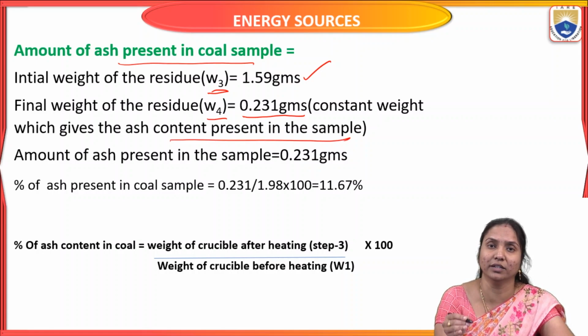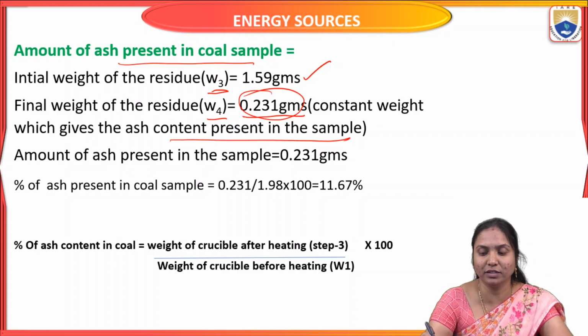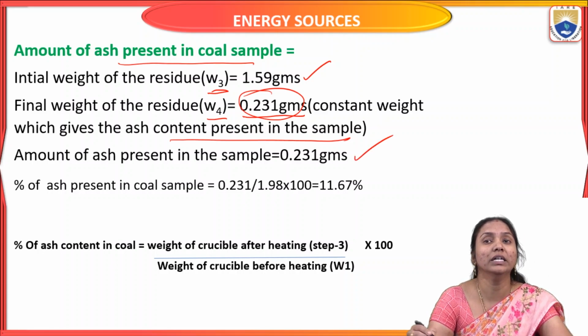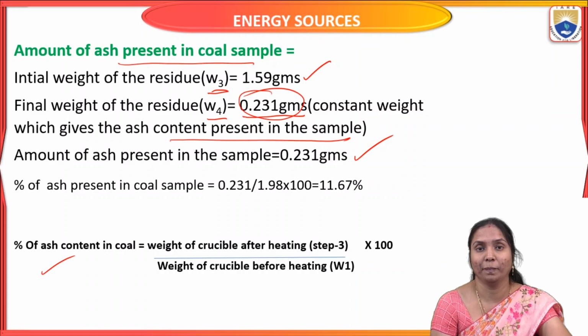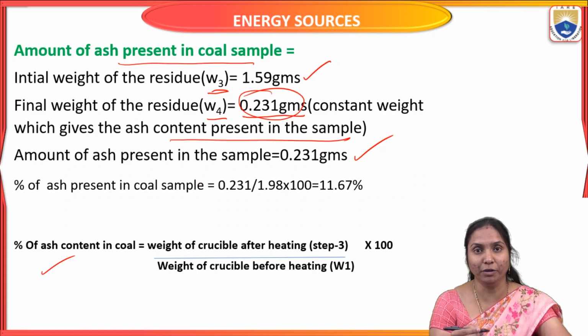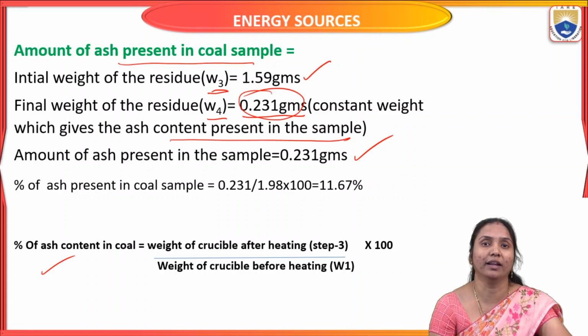Here you cannot take a difference. You can take the direct value of the ash weight of the coal sample after heating. So the amount of ash present in the coal sample is 0.231. What is the formula we generally use? The percentage of ash present in the coal sample is equal to the weight of crucible after heating in step 3, that means ash content determination, by weight of crucible before heating, into 100.